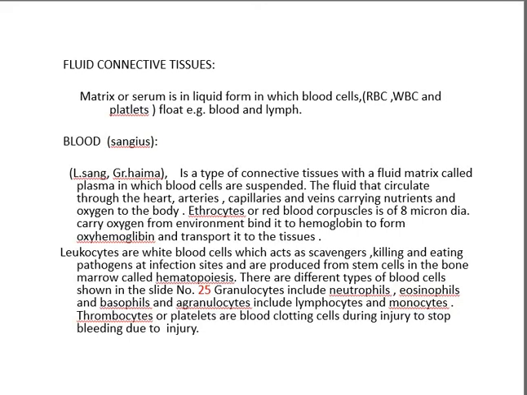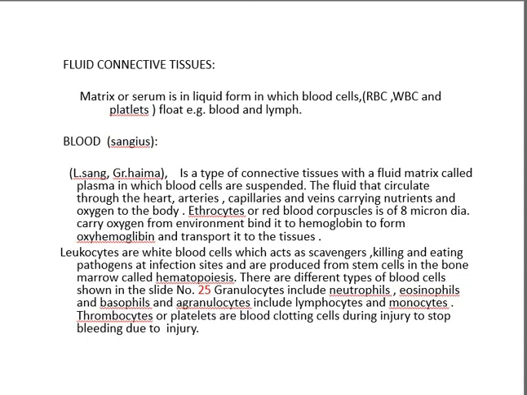Erythrocytes carry oxygen from the environment, bind it to hemoglobin to form oxyhemoglobin, and transport this oxygen to different tissues. White blood cells or leukocytes are white cells which act as scavengers, killing and eating pathogens at infection sites, and are produced from stem cells in the bone marrow, a process called hematopoiesis, or the process of blood synthesis or blood genesis.